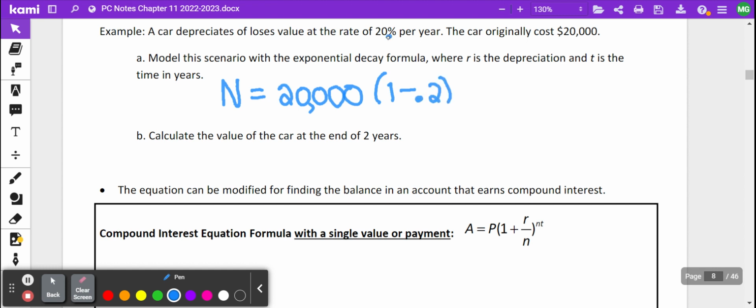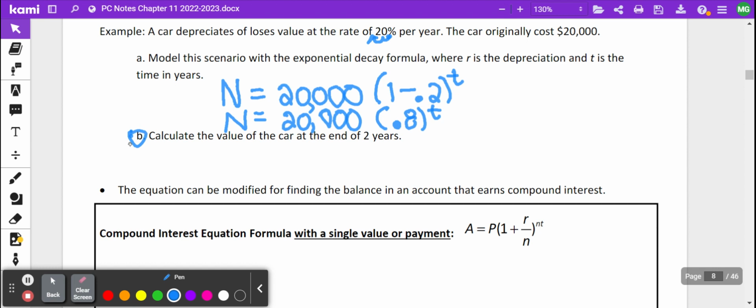Well, 20%, the decimal would have been here. 1, 2 makes it 0.2. And then that's going to be raised to the t value. Now, we can clean that up a little bit. If it's losing 20% of its value, then we can also say that it's retaining 80% of its value, which means in here, 1 minus 0.2 is 0.8. It's a little bit more efficient.